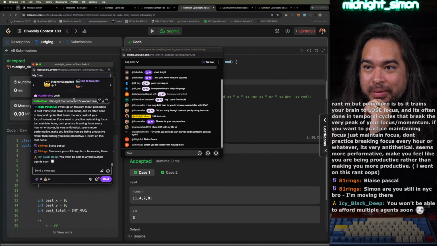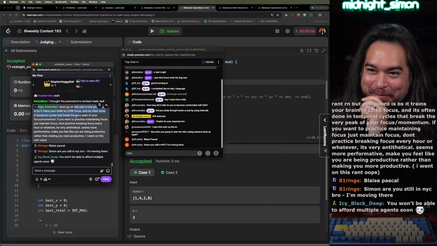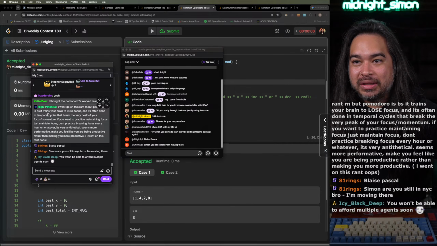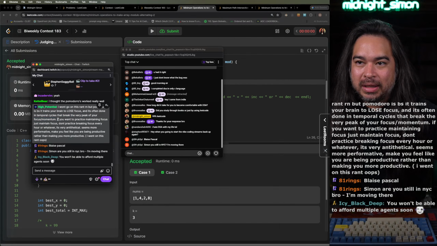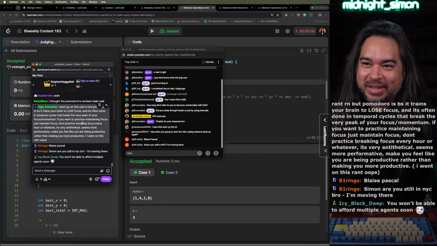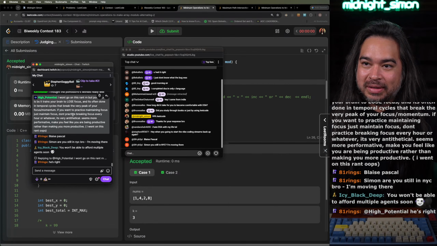I won't go on this rant right now, but you just went on it. But let me read it. Pomodoro is BS. It trains your brain to lose focus, and it's often done in temporal cycles that break the very peak of your focus momentum. If you want to practice maintaining focus, just maintain focus. Don't practice breaking focus every hour or whatever. Antithetical, seems more performative and makes you feel you're being productive rather than making you more productive.